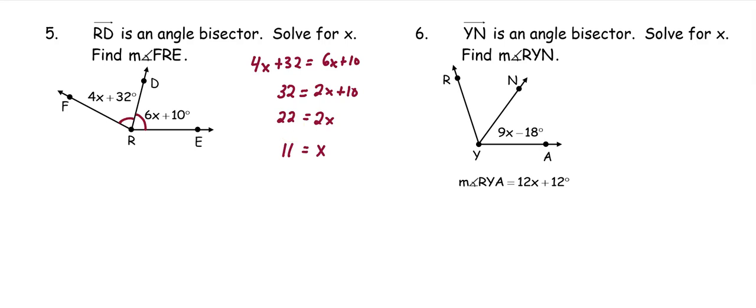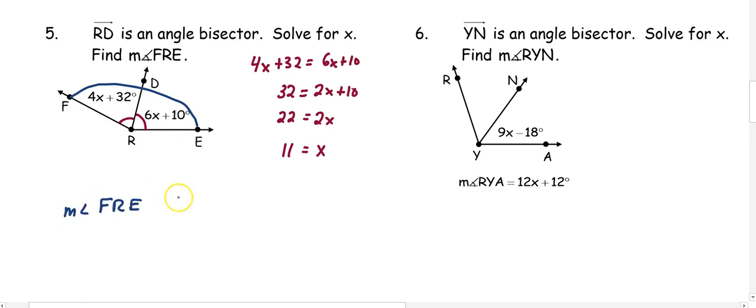Once I know that x is 11, I need to find the measure of FRE, so this whole angle. So I'm just going to substitute x into everything in order to get the angle measure. So the angle measure of FRE is equal to 4 times 11 plus 32 plus 6 times 11 plus 10. And I can put that all into my calculator at the same time. So we have 44 plus 32 plus 66 plus 10 is 152 degrees.